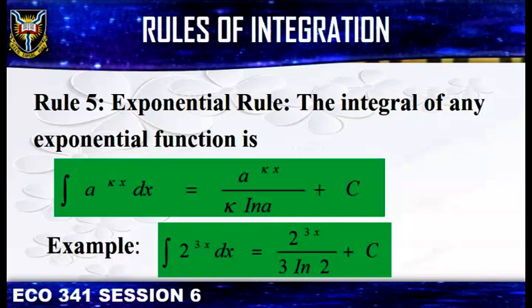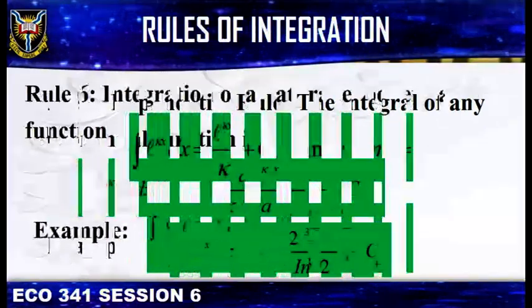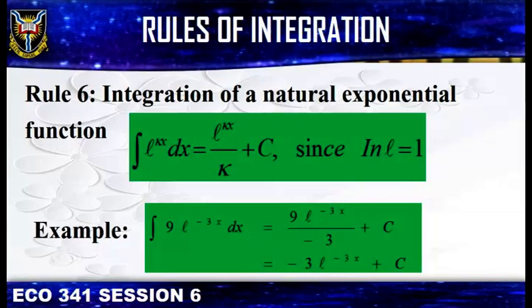Rule 5. Exponential rule. The integral of any exponential function is ∫a^(kx) dx = a^(kx)/(k ln a) + c. Example, integrate ∫2^(3x) dx = 2^(3x)/(3 ln 2) + c.